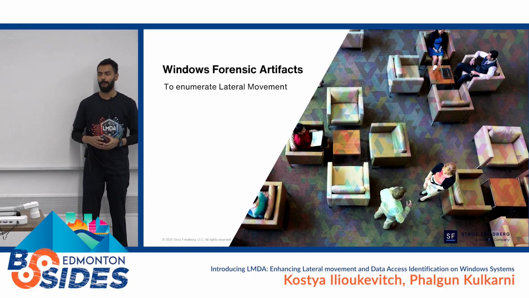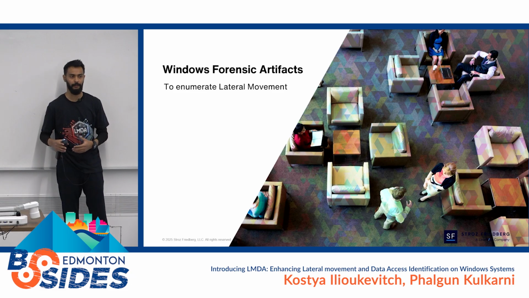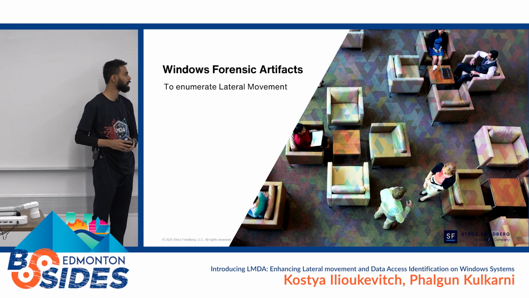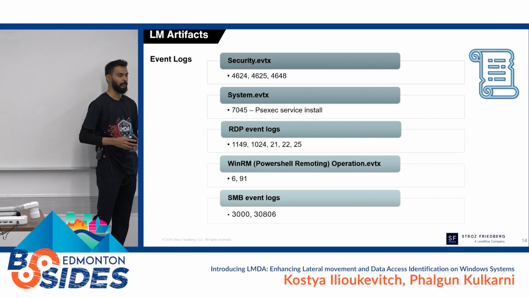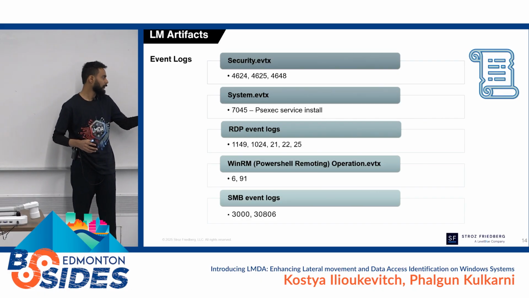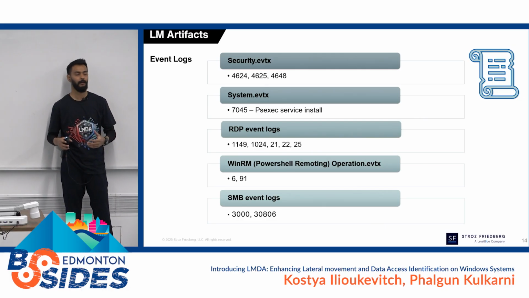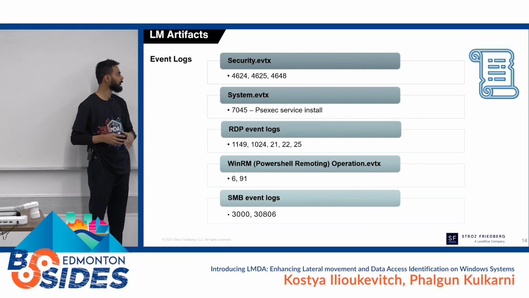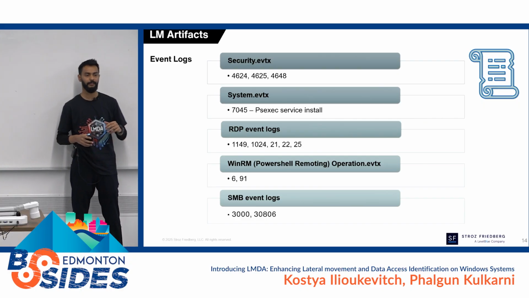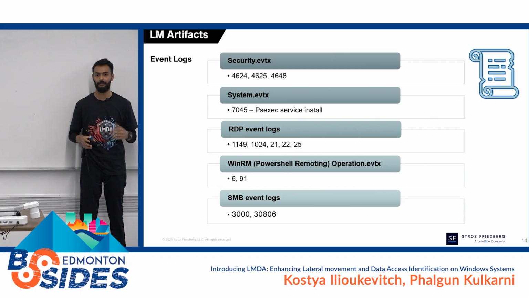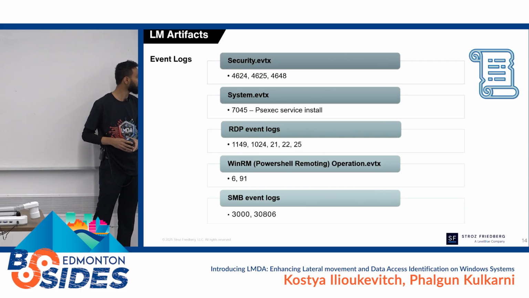All right, let's take a look at what artifacts we use in Lambda to identify lateral movement and data access. Beginning with Windows event logs. Just to note, this is a small representation of what we actually include in Lambda. We have a lot of artifacts. You don't need to take a picture of this, it's all listed in the YAML file or the code that is on GitHub, which we will get to in the ending slides.